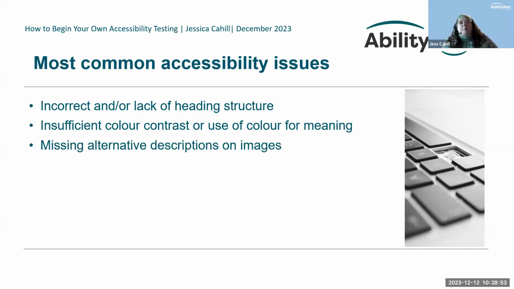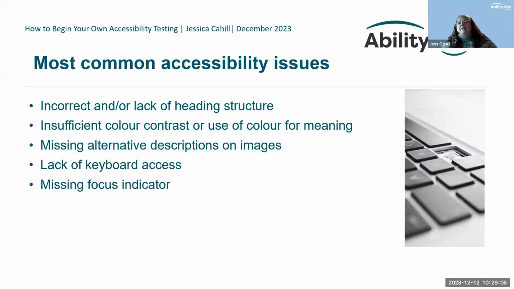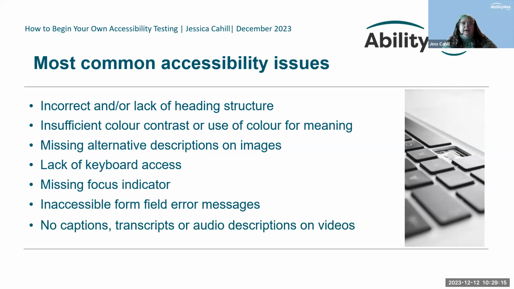Missing alternative descriptions on images, which we've discussed before. Lack of keyboard access. You need to be able to get through all of the functionality of a website using only the keyboard and no mouse. Missing focus indicators. So we'll look at that later. You need to be able to see where you are on the page. Inaccessible form field error messages. Again, we'll look at this shortly. And videos that don't have any captions, transcripts, or audio description. So these are the most common issues.